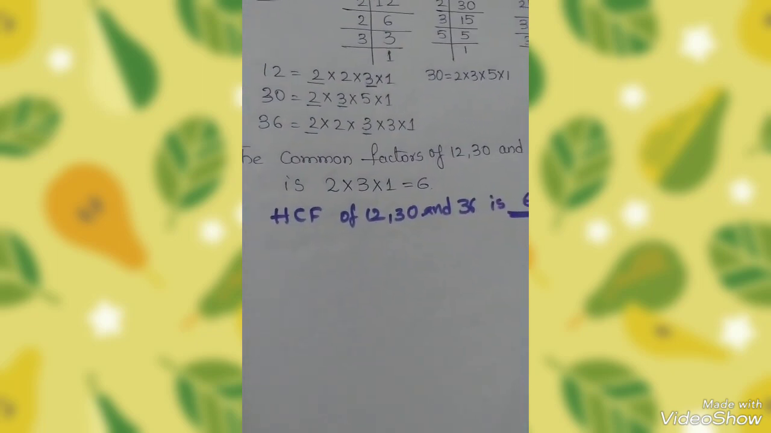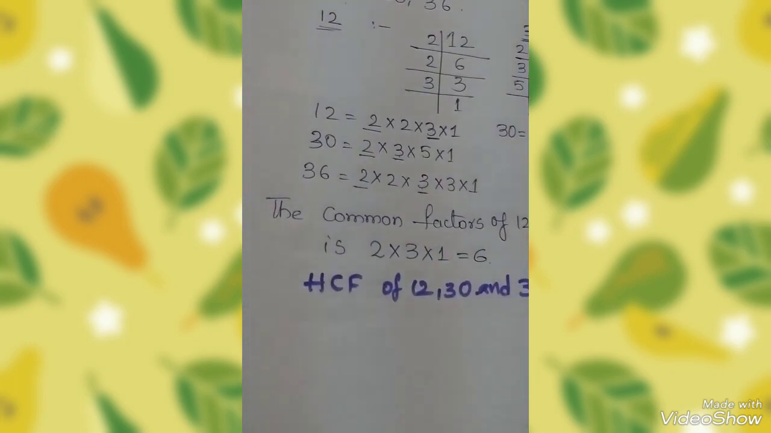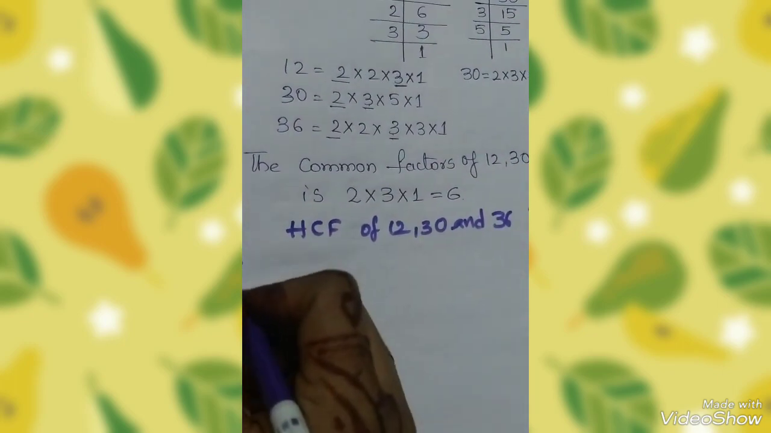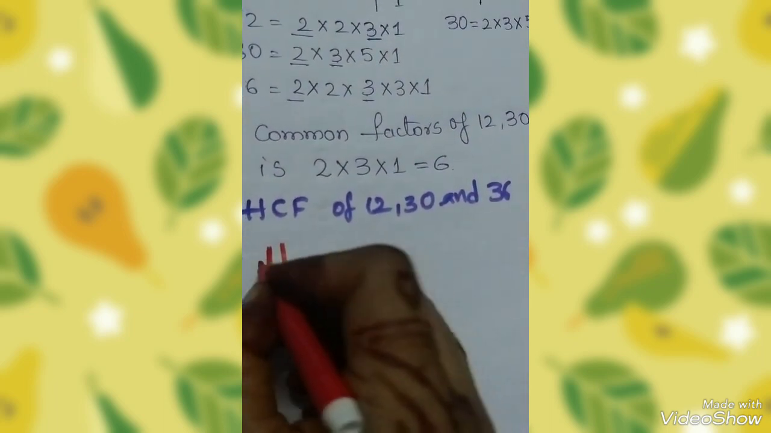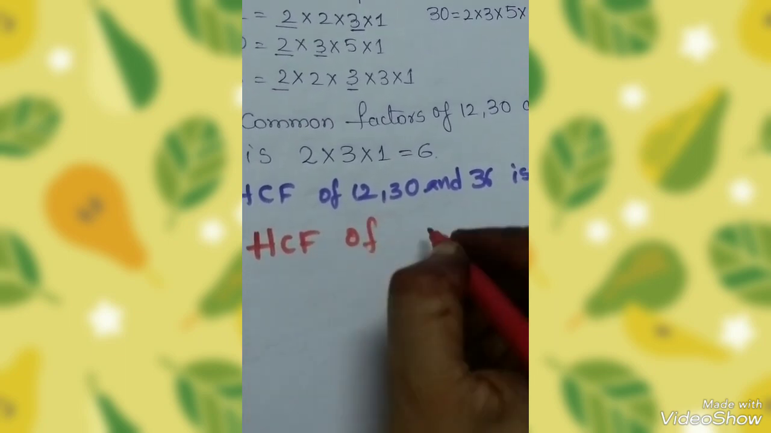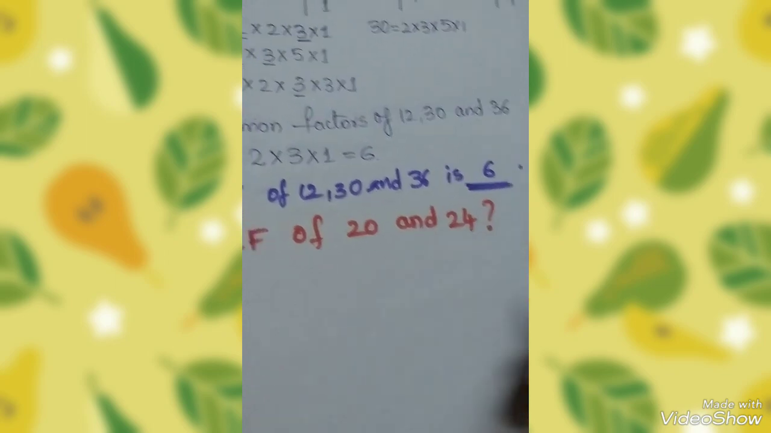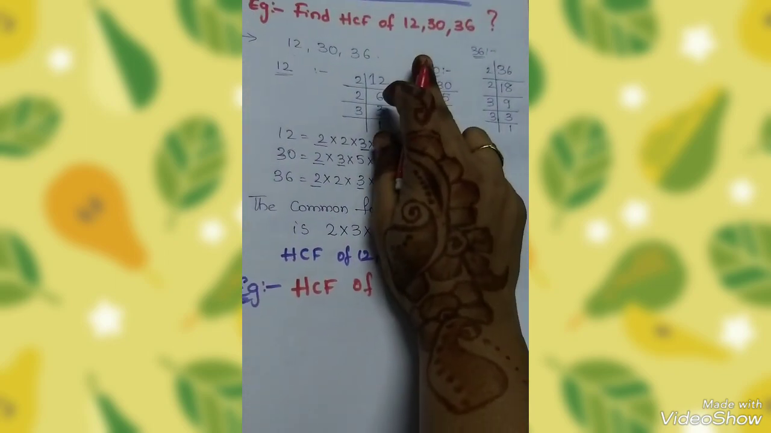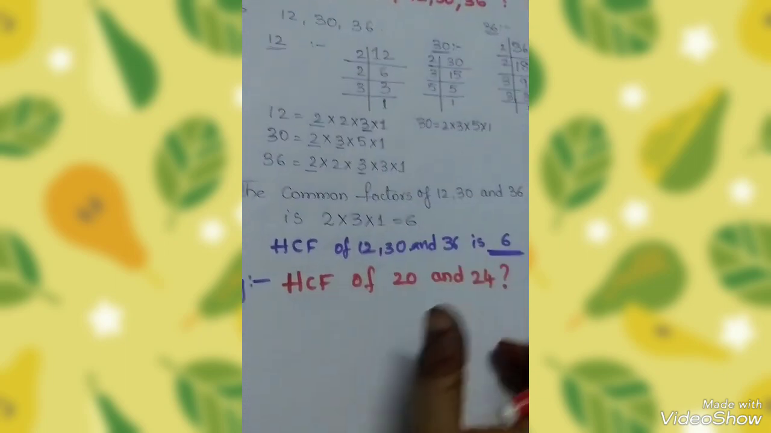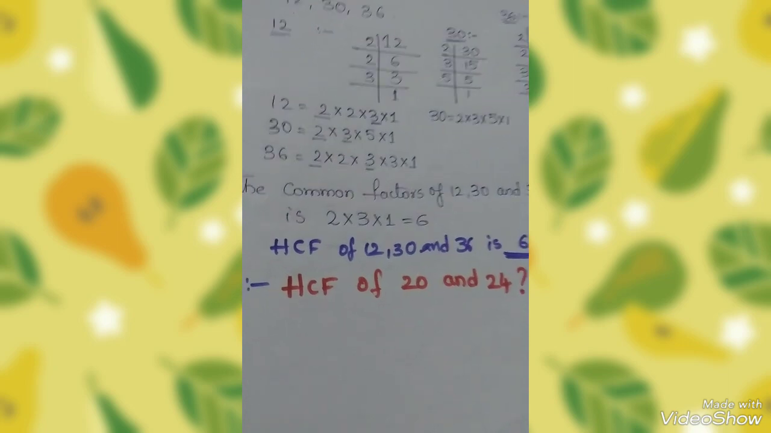Okay, next I am going to show another example. Now another example, HCF of 20 and 24. Find out this, children. Easy question, only 2 numbers. There I had taken 3 numbers, but here only 2 numbers for HCF. Very easy, children. Do here.